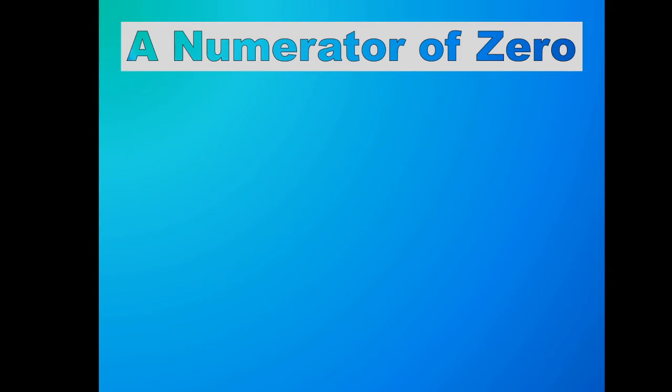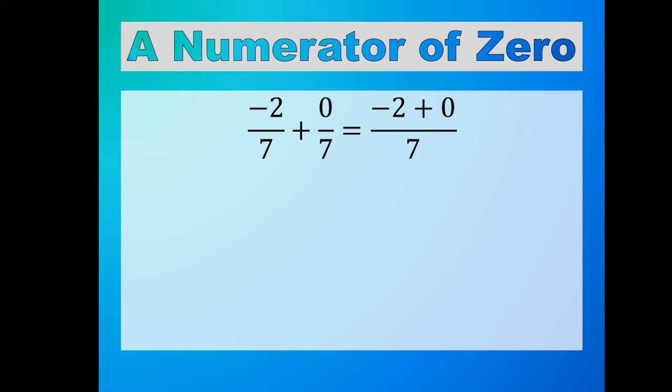I would now like to show, without using a model, that the rule for adding fractions, that you add the numerators but keep the denominators the same, still applies even if one of the numerators is 0. For this example, I would like to show that negative 2 sevenths plus 0 sevenths is equal to negative 2 plus 0 over 7.